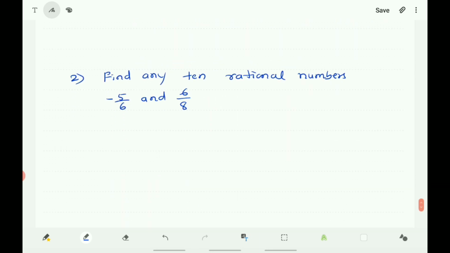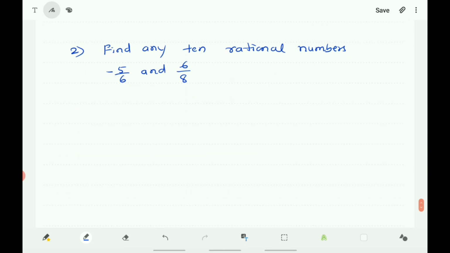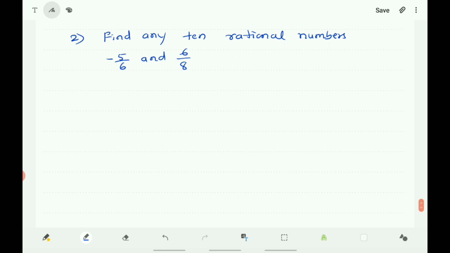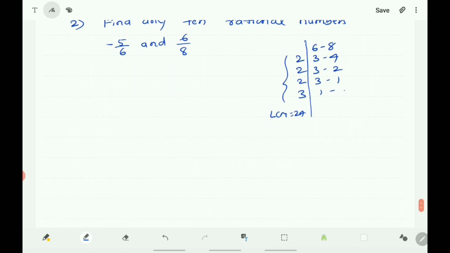Next one is find any 10 rational numbers between minus 5 by 6 and 6 by 8. Here again you take the LCM of 6 and 8. They are not co-prime here, so you try to find the LCM of 6 and 8. You know that 2 3s are, 2 4s are, again 2 2s are, so you will get 2 1s are. Then the product of this, that is 2 2s are 4, 4 2s are 8, 8 3s are 24. So LCM is equals to 24.